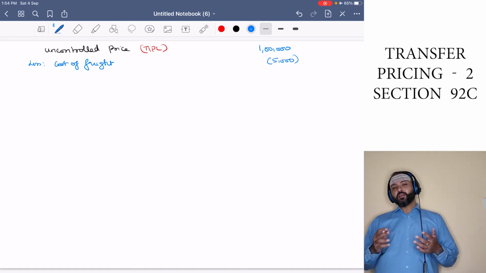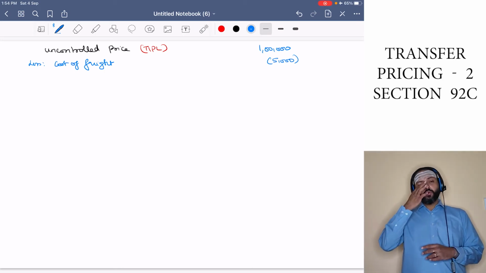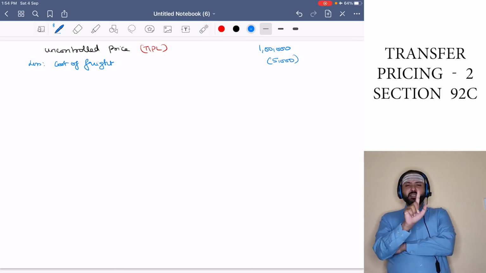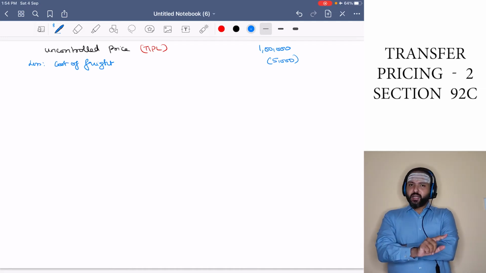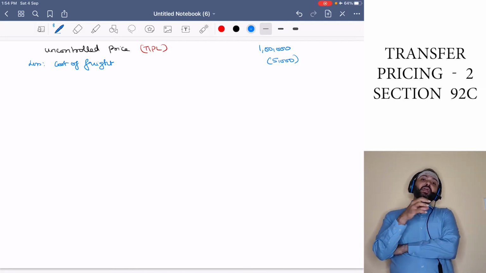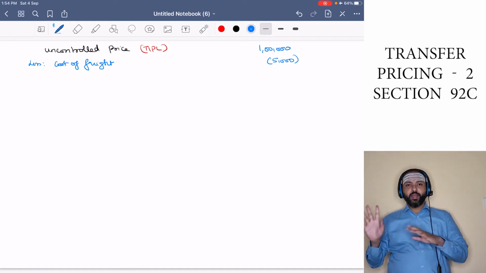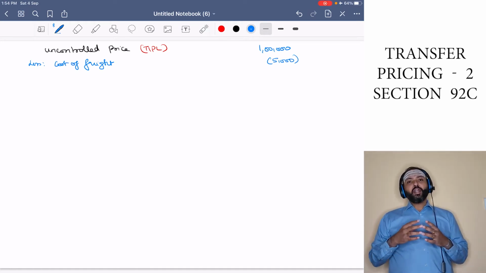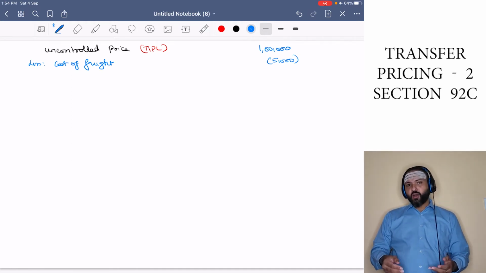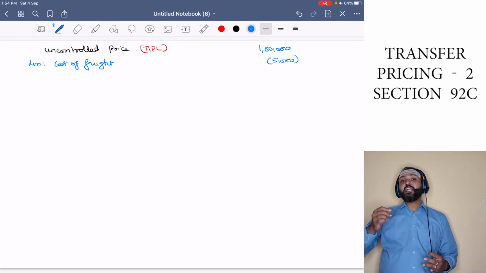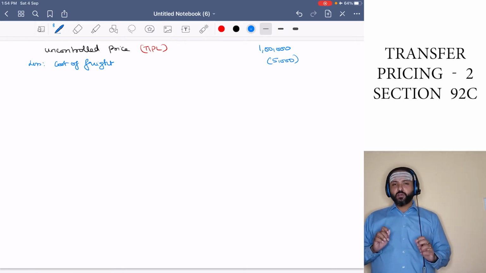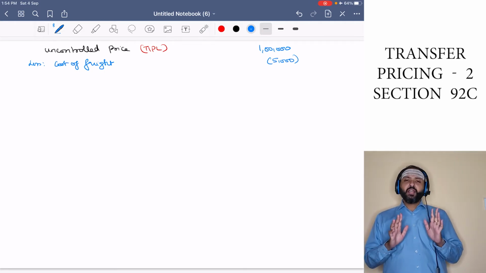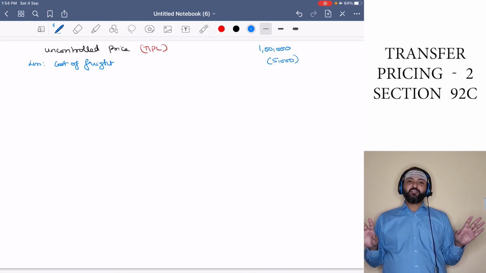Sir, why less? Now try to understand. 1 lakh is the price charged to whom? To an unrelated party. To this unrelated party, am I providing freight? Yes, I am providing freight. Now, what am I trying to arrive at in this problem? I am trying to arrive at the price that should be charged to a related party. Now, to the related party, am I incurring freight or not? No, I am not incurring freight.